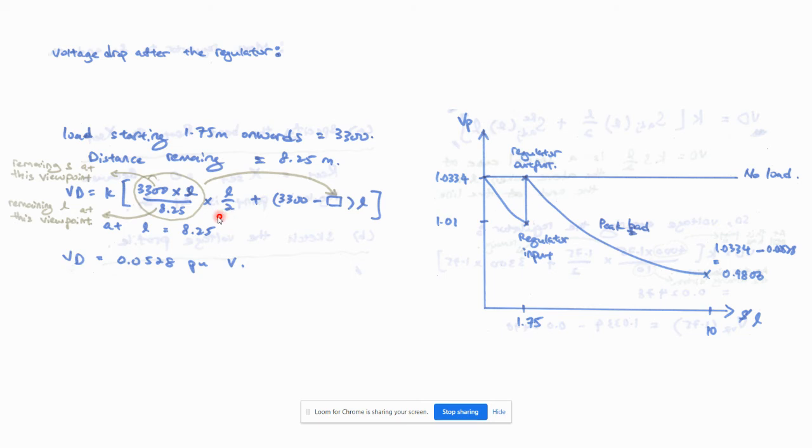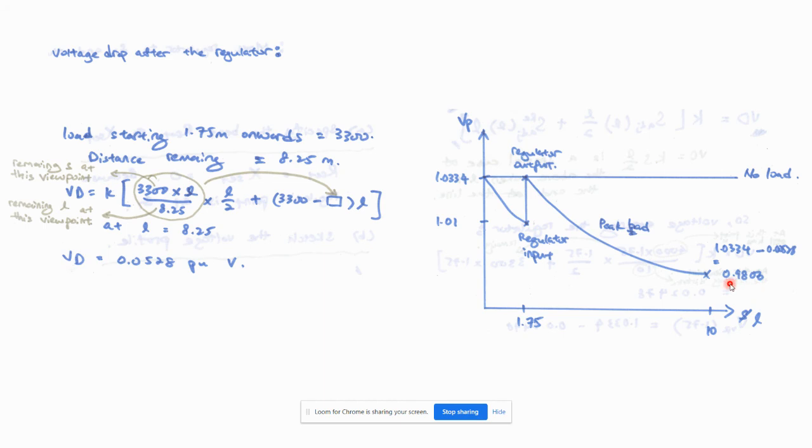So 8.25 is still 3300. So I put L equals to 0.825. You get 3300 multiply L over 2, which is the remaining length of the feeder divided by 2, because of a uniform voltage drop. And then going by the same equation, I take 3300 minus the remaining, which is 0 in this case. So essentially, after the regulator, the voltage drop that we calculate is based on a uniform voltage drop. You take 3300 multiply L over 2, and that will be the voltage drop, 0.0528. So from here to here, you take this minus this, and then you get this.